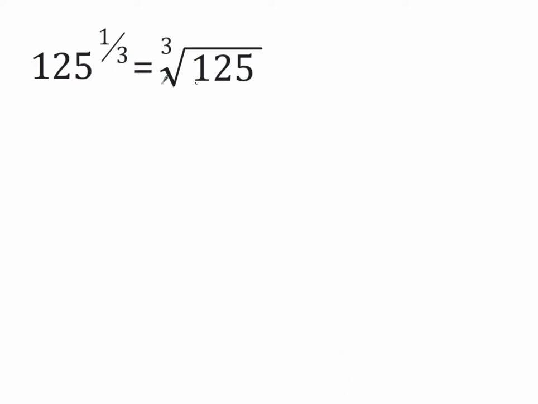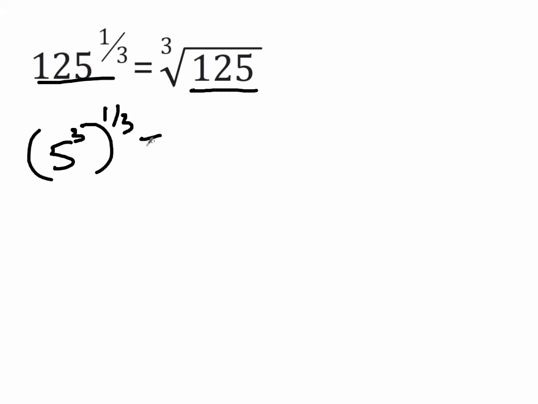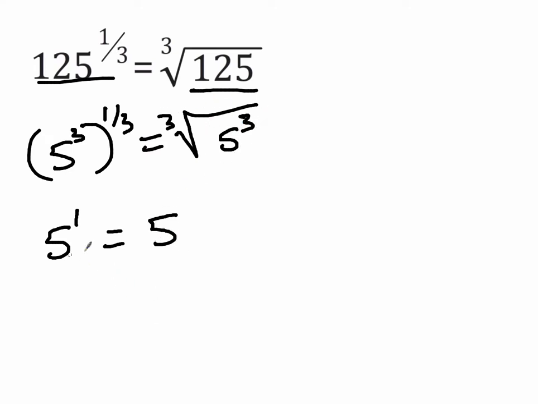And let's solve these two separately. 125 is the same thing as 5 cubed. So I'm going to replace 125 with 5 cubed in each expression. Okay, now on the left side, if you remember from exponent rules, you multiply 3 times 1/3, and so you get 5 raised to the 1, because 3 times 1/3 is 1, and the cube root of 5 cubed is 5. We learned that in the last lesson. So these two expressions are equal to each other.